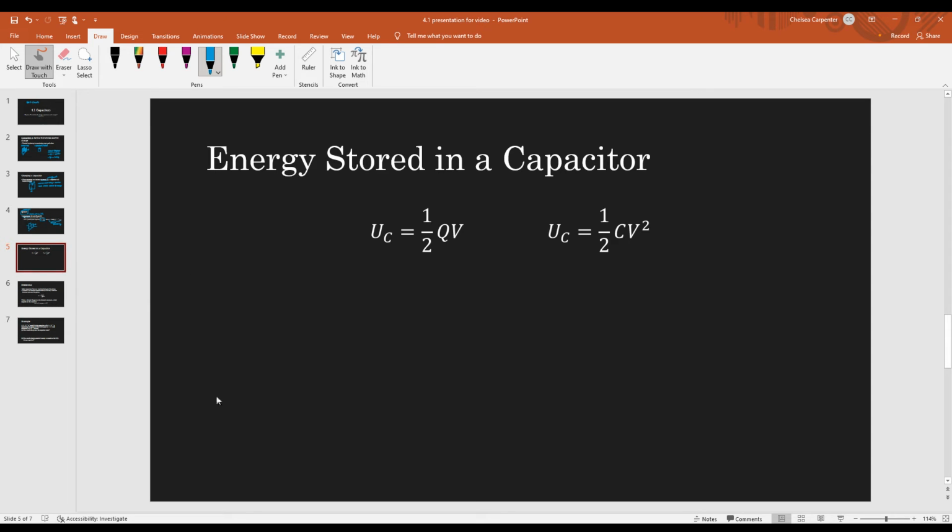So by collecting charge, we're also collecting energy in a capacitor. These are the 2 different formulas that you have on the formula sheet to calculate the energy stored in a capacitor. The subscript is C to designate capacitor. This is energy stored in a capacitor, but this is still electric energy. And we measure that in joules.